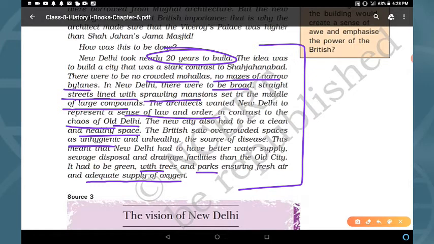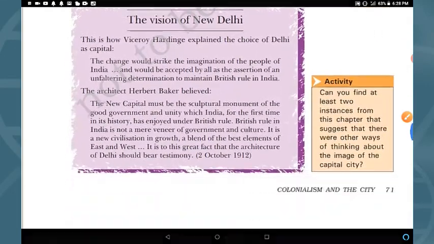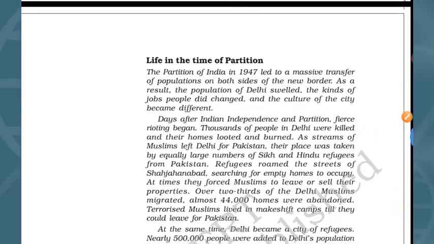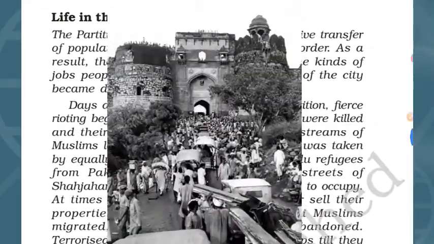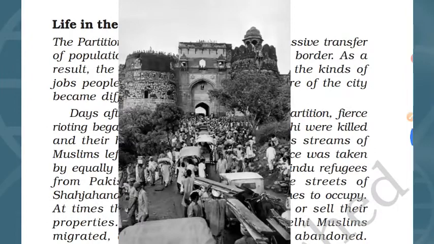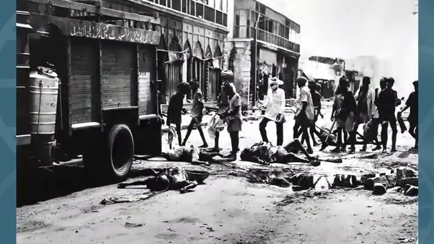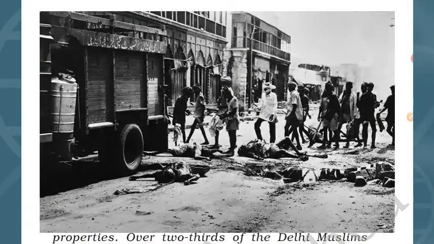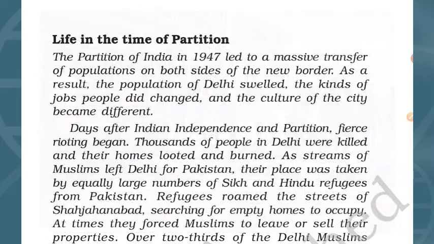Now, this is about life in the time of partition. Partition means when Pakistan and India were divided into two nations on 14-15 August 1947. The partition of India led to a massive transfer of populations on both sides of the new border. As a result, the population of Delhi swelled. The kinds of jobs people did changed, and the culture of the city became different.